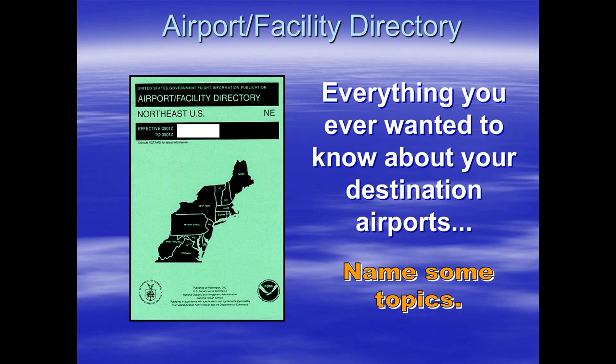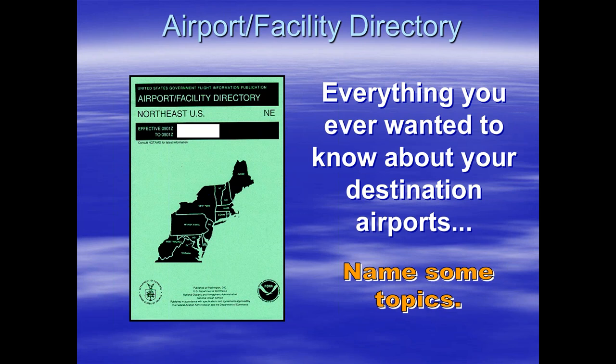Now, the AFD, as far as the United States and the FAA go, has several different versions, and each version covers different sections of the United States. As you can see on this one here, this covers the northeastern part of the United States. So it's covering any airport in any of those states. And what the airport facility directory does is tell you all of the information about any given airport in any part of that area.